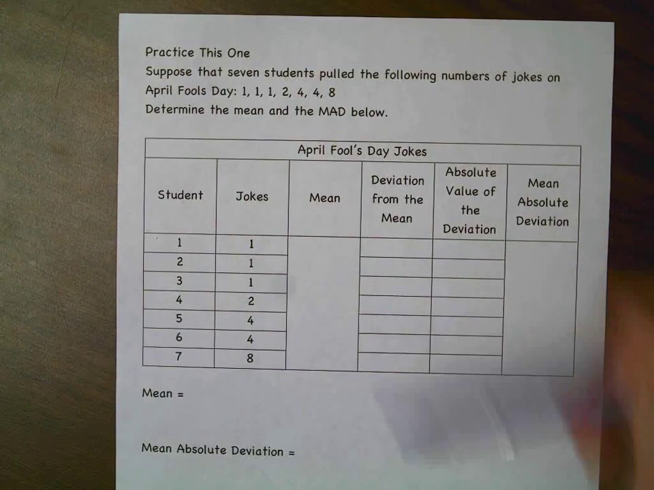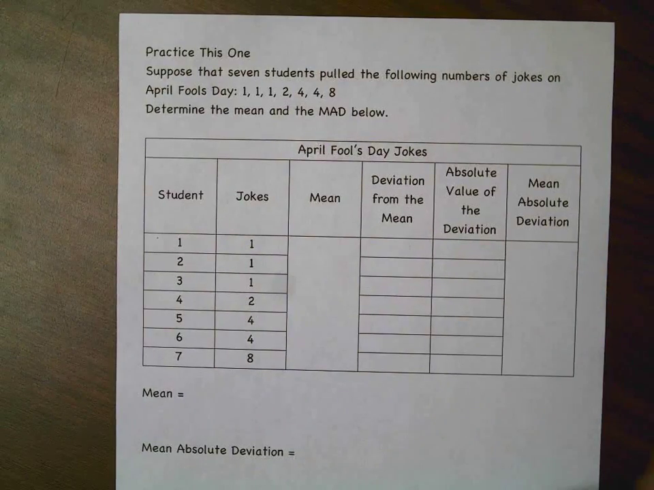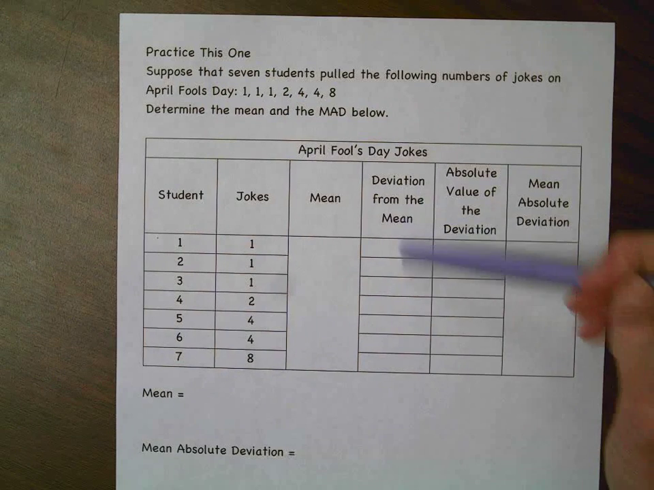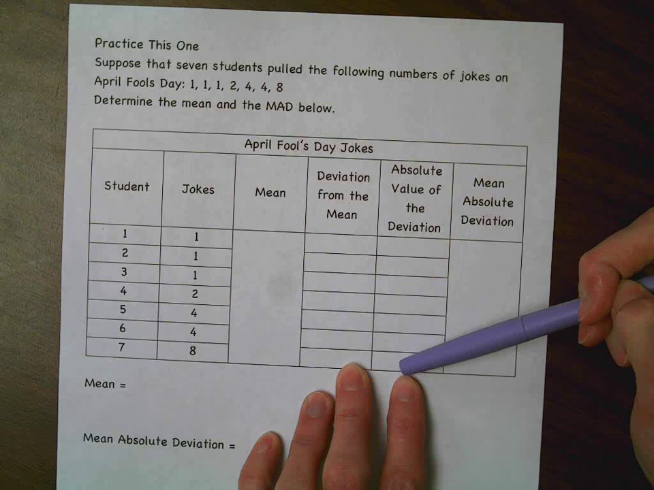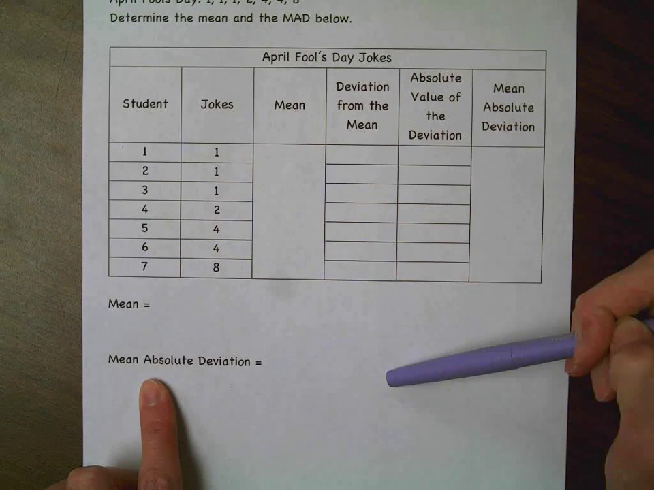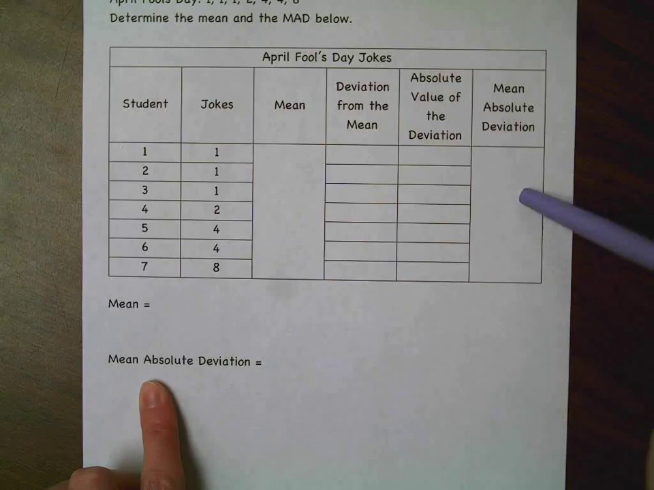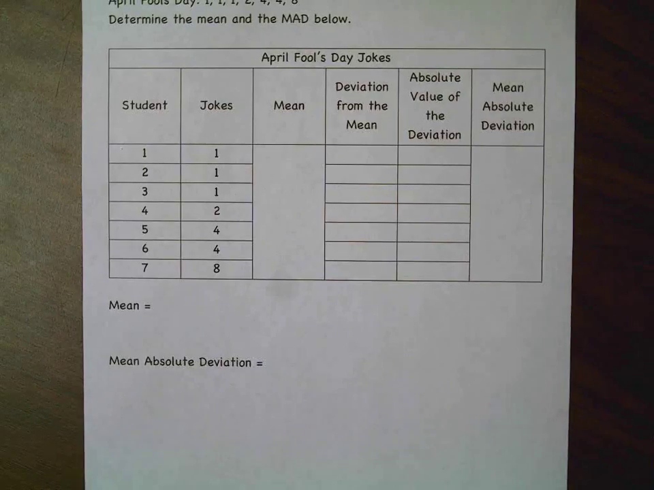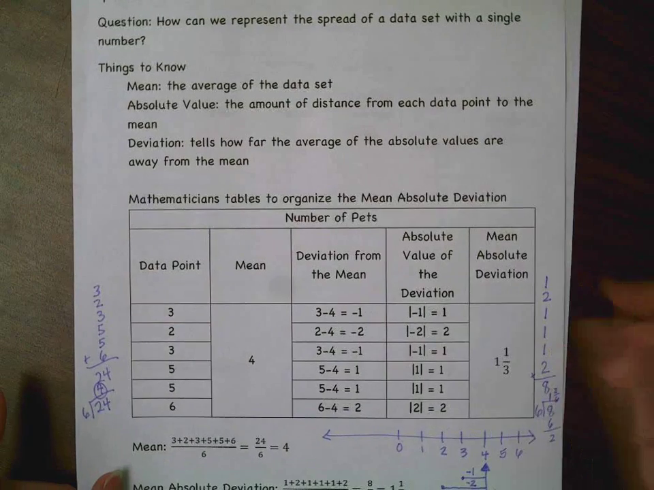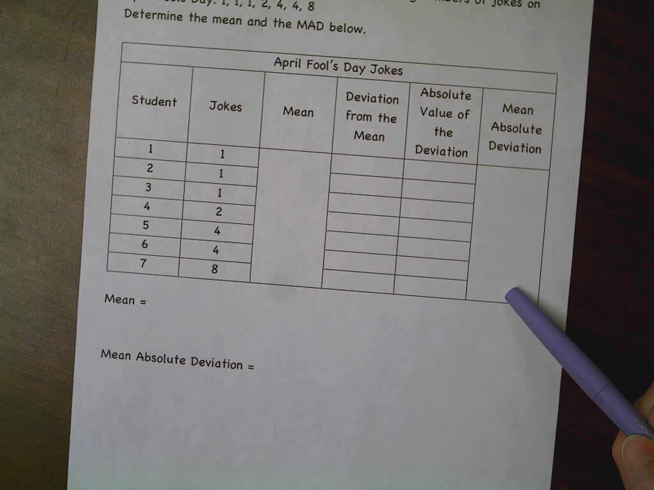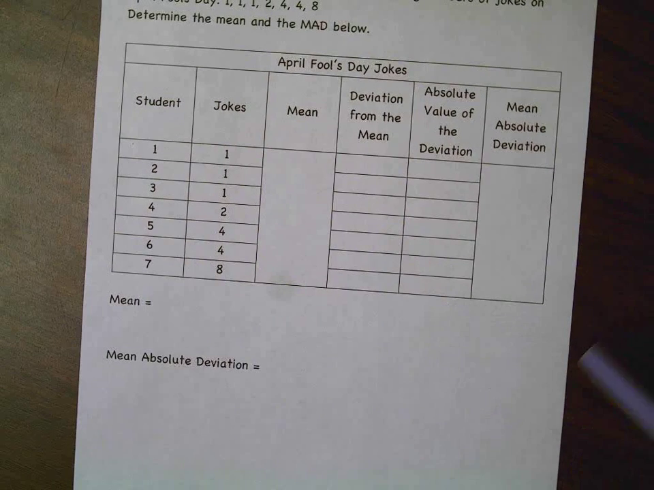Then draw your balance point, whatever your mean is, and then draw your balance points to find the deviations or the distance from the mean and put them in here. Then you have to take the absolute value of those, and once you have the absolute values, you're going to add all the absolute values up, divide by 7, and that will be your MAD, your mean absolute deviation. Okay? Pretty simple. As long as you watched the video and paid attention to what we did over here, this practice problem is going to be easy cheesy, and I will be looking for this answer when we get in class tomorrow.